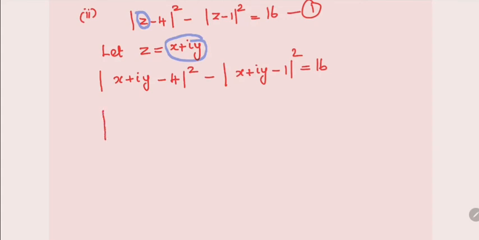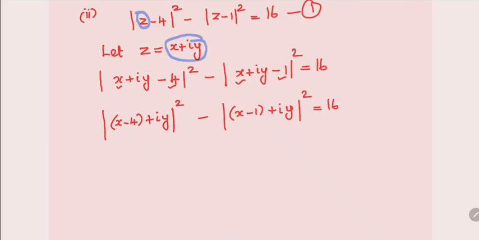So the next step, we are going to separate the real and the imaginary parts of the given complex number within the modulus. Here this is the real part and this also is the real part. So group it: x minus 4. And what is the imaginary part? It is iy. Above you have to write the square. Minus, in the same way, here minus 1 is the real part. So it is x minus 1 plus iy, the whole squared, that is equal to 16. After arranging the real part and the imaginary part, now you are going to apply the modulus.